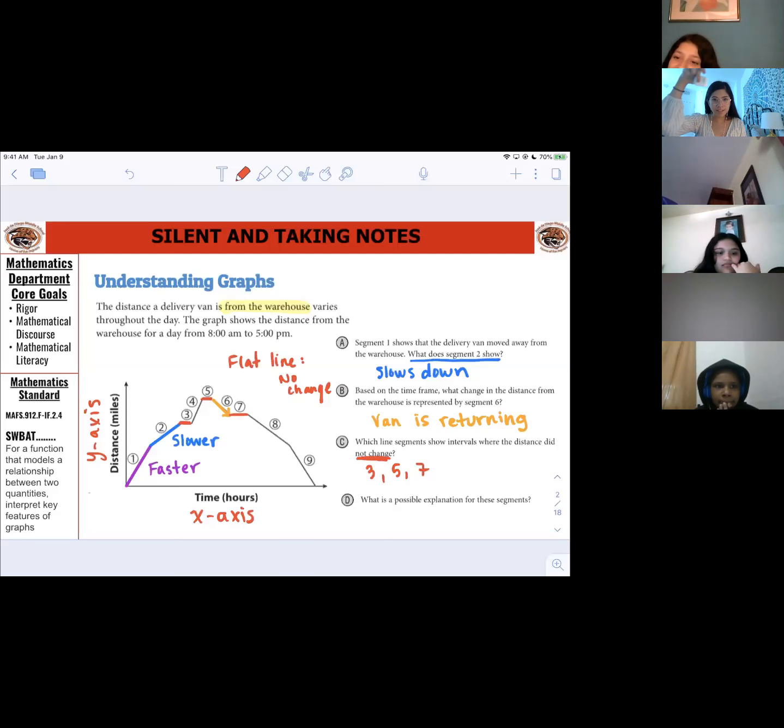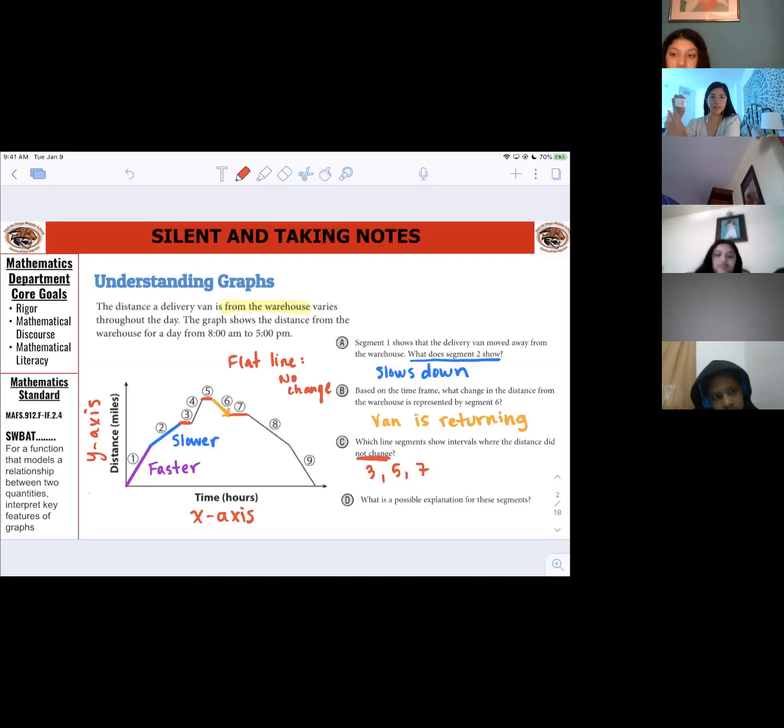Am I flying? A road or something? Yeah, I'm just driving on a road. That's all it is. So I'm driving on a road, and my distance from the warehouse, remember, the y-axis doesn't mean it's going up the hill. It's not on a hill. It just means it's going away from the warehouse.